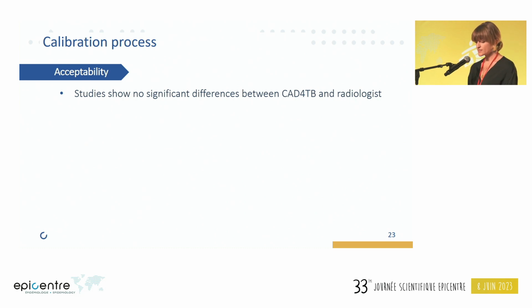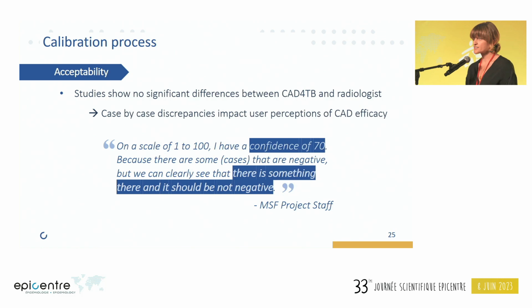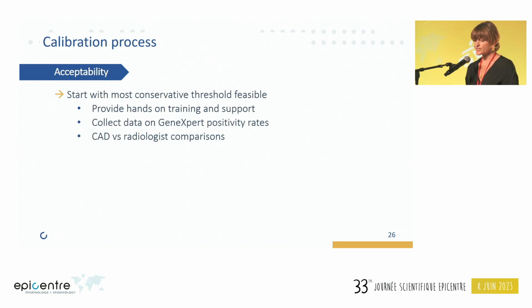Additionally, while studies on CAD show no significant difference between the CAD and the radiologist reading overall, the case-by-case discrepancies in the field still impact user perceptions of CAD efficacy. As one of the team members reported, on a scale of 1 to 100, I have a confidence of 70 because there are some cases that are CAD negative, but I can clearly see there's something there and it shouldn't be negative. So taking user acceptability into account, the team decided to begin with the most conservative threshold that was feasible in order to maximize sensitivity.